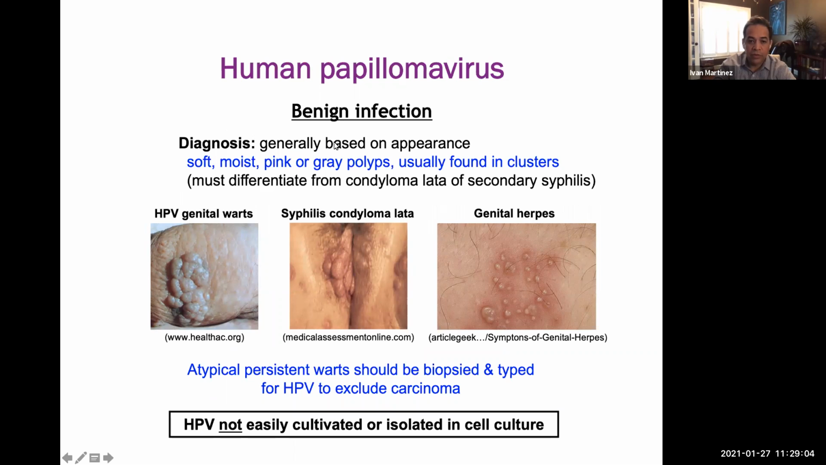Benign infections, diagnosis generally based on appearance: soft, moist, pink, or gray polyps, usually found in clusters. You can see here, for example, in this picture, HPV genital warts, which are very different from syphilis or genital herpes.